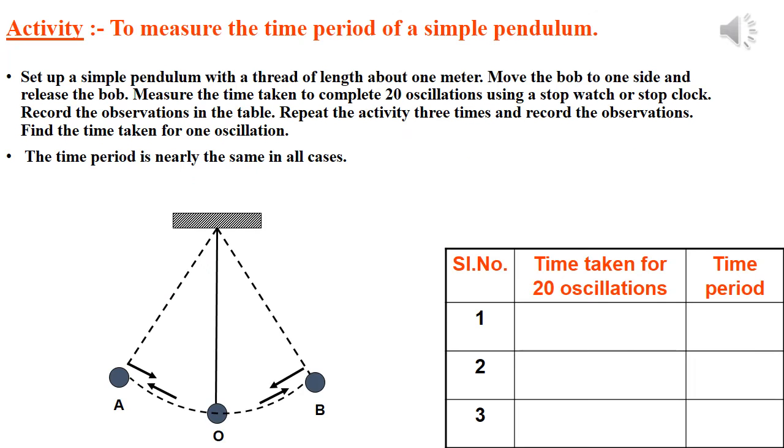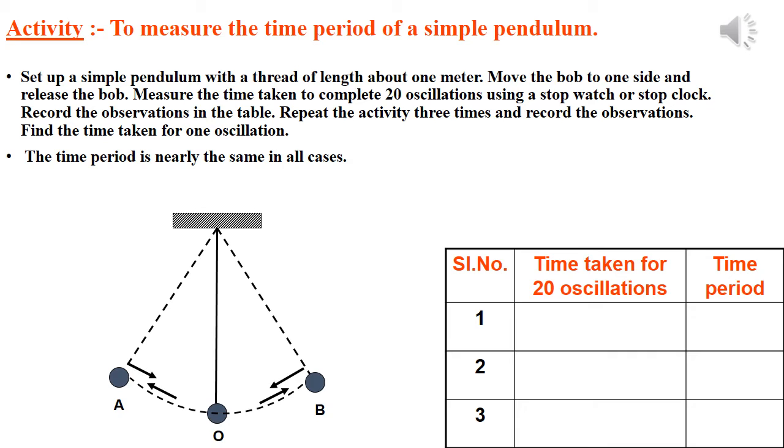Okay children, here is a simple activity to determine, or say to measure, the time period of a simple pendulum. Things needed here are a metal ball or say a metal bob, a string of length 1 meter, an iron stand and a stopwatch. Let's see the method. Set up a simple pendulum with a string or thread of length nearby 1 meter, carrying the bob at the lower end and tied at its upper end from a rigid support, say an iron stand.